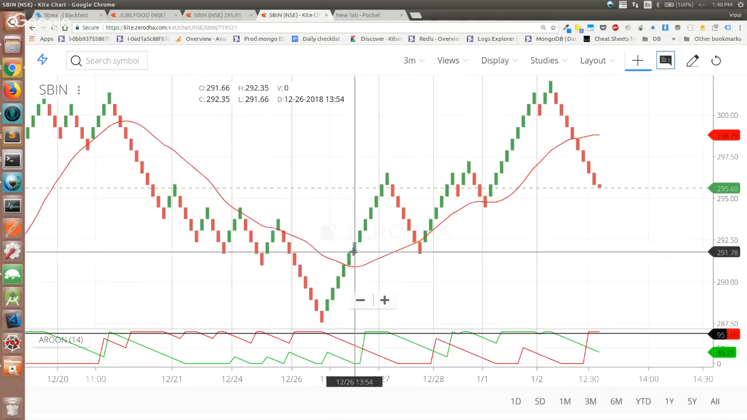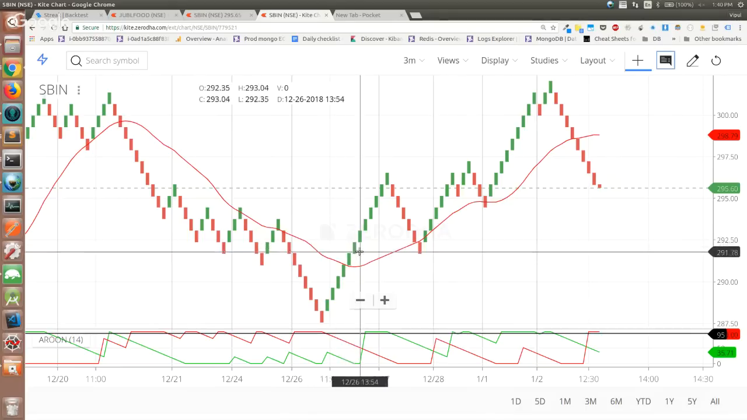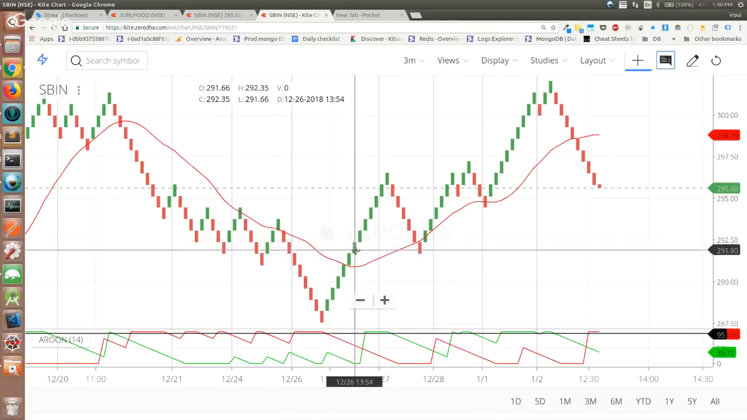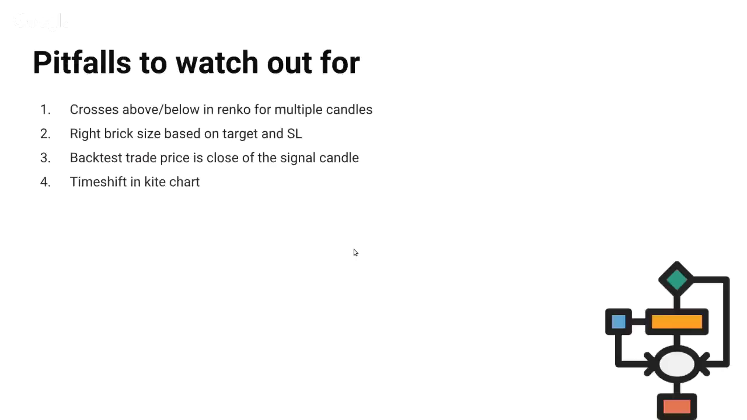So if the EMA was passing through here, where I'm trying to put my cursor, if you can see, I'm trying to move it slowly. So if you can see it here, right, the algo will not catch that. So hence we are using higher than and lower than. That's the first thing. Second, again, brick size based on TP and SL, which is target or stop loss, which I explained.